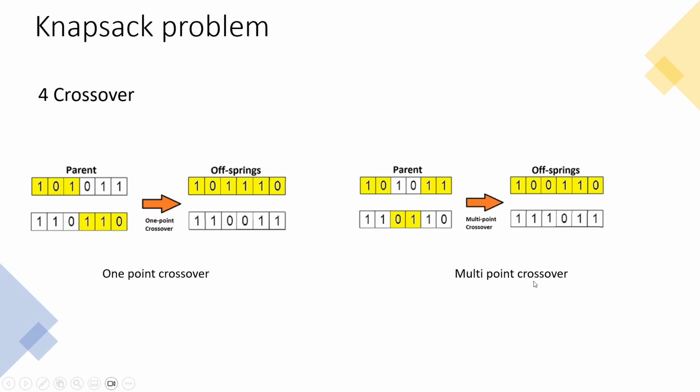If you have multi-point crossover strategy, for example, this part of the offspring is coming from this parent, the middle part of the offspring is coming from this parent, and these last two genes are coming from this parent. Similarly, these two genes are coming from this parent, these two genes are coming from this parent, and these two genes are coming from this parent. Okay, so this is multi-point strategy.